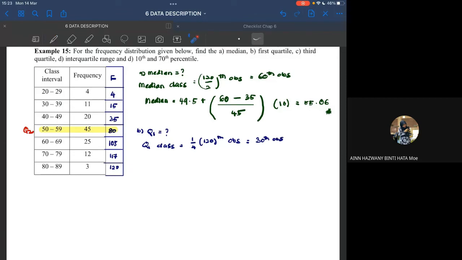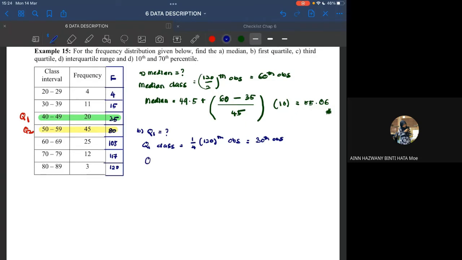Okay, so dekat sini tak ada integer ke, tak integer ke. Kita cuma nak cari, kamu tak perlu nak round up kan ke, nak tambah by 1 lagi bahagi 2 ke, tak perlu pun. Okay, we are just finding the class. Okay, so 30th observation berada dekat kelas yang mana? 40 to 49. Okay, ini stop dekat 15, 15 to 35 dekat kelas yang ini. Okay, so this is gonna be our Q1 punya class. Okay, so everything we are going to refer to that class.